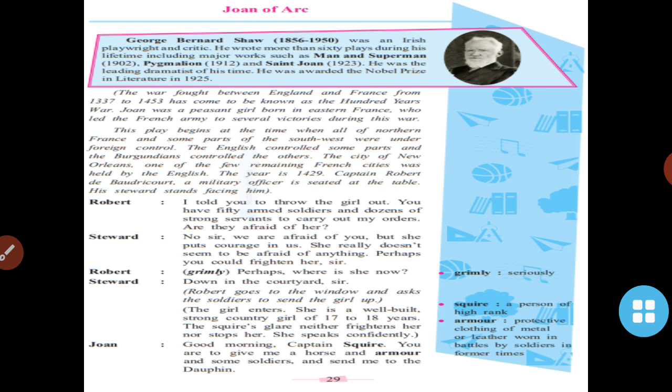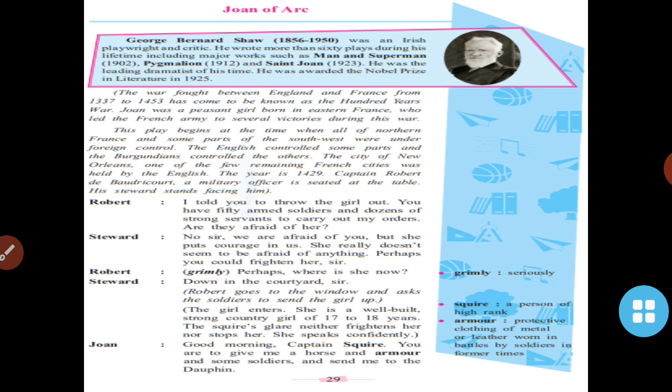The people who are from America are called American. The people who are from Japan are called Japanese. Like G.B. Shaw, the writer of the chapter, is from Ireland. He was an Irishman. He wrote more than 60 plays during his lifetime. He wrote so many plays, and this is also one kind of play.